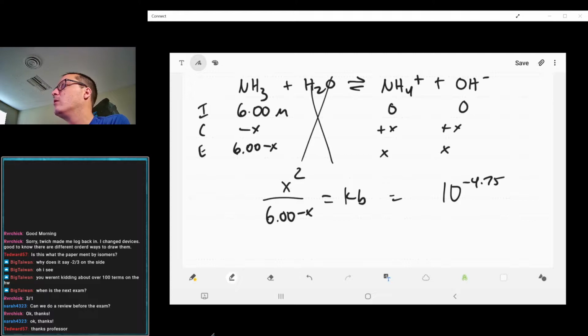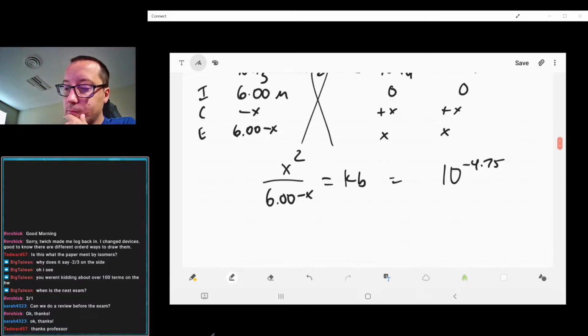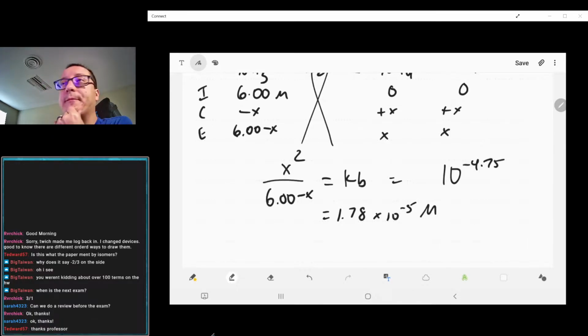Oh. 10 to the... Oh, goodness, I'm not deleting enough. Okay, that's the problem. All right, so that value is 1.78, we'll say, times 10 to the minus 5 molar.